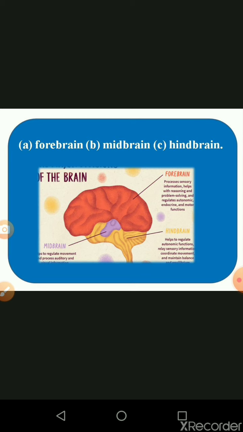Then the brain consists of three different parts: forebrain, midbrain and hindbrain. From here, the red color region is called the forebrain, the yellow color region is called the hindbrain, and the violet color region is called the midbrain. So three different parts are available: forebrain, midbrain and hindbrain.